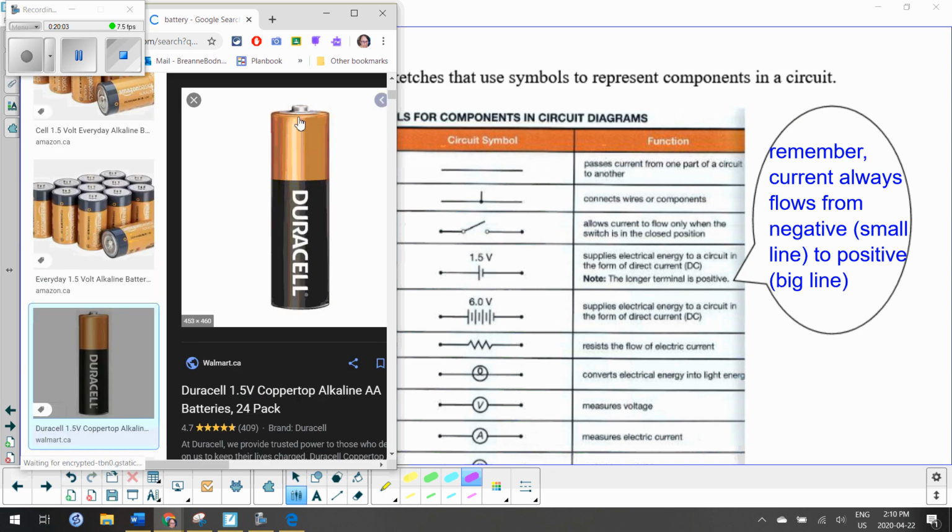Okay, this picture, this is a cell. In science, if I'm drawing this on a schematic diagram, it's represented by this: a short and a long line. The short line represents the negative terminal, which is this. The long line represents the positive terminal, which is this.